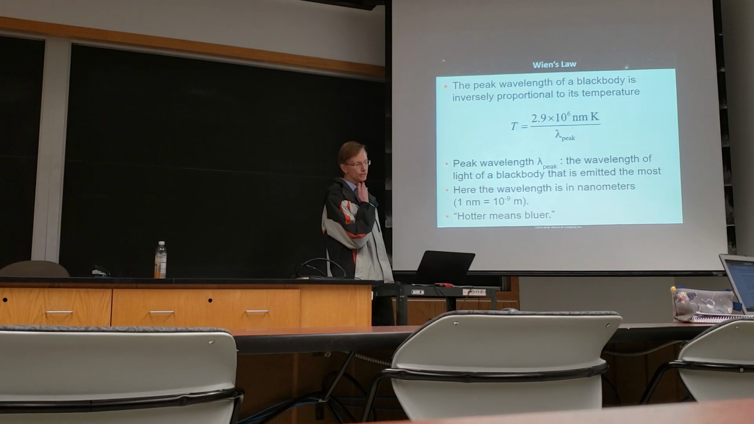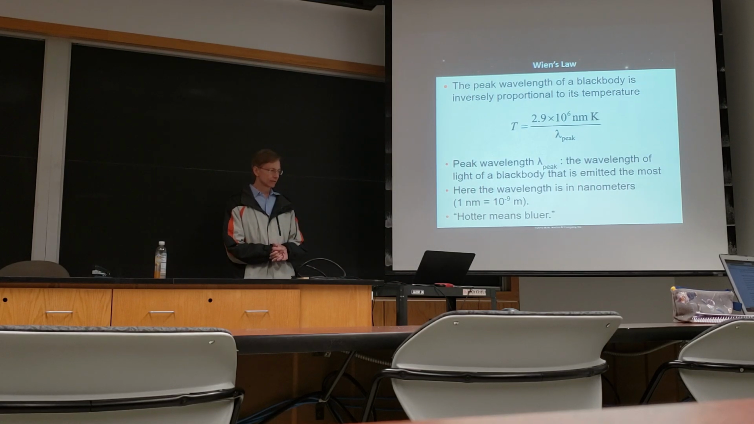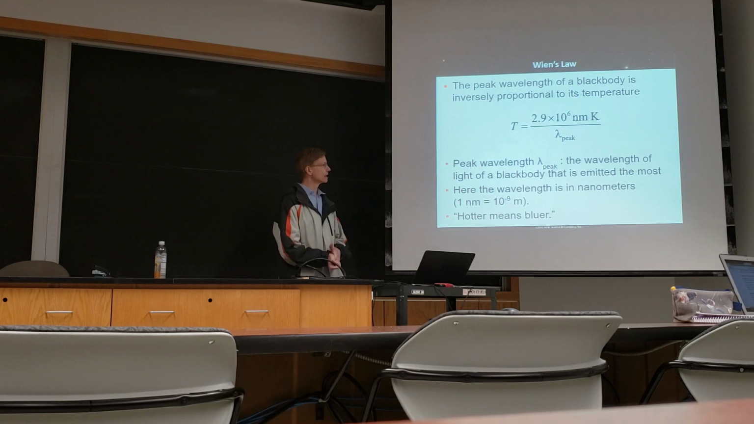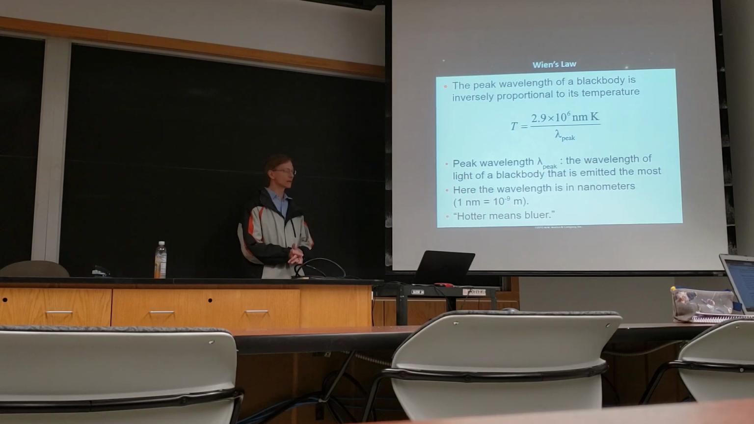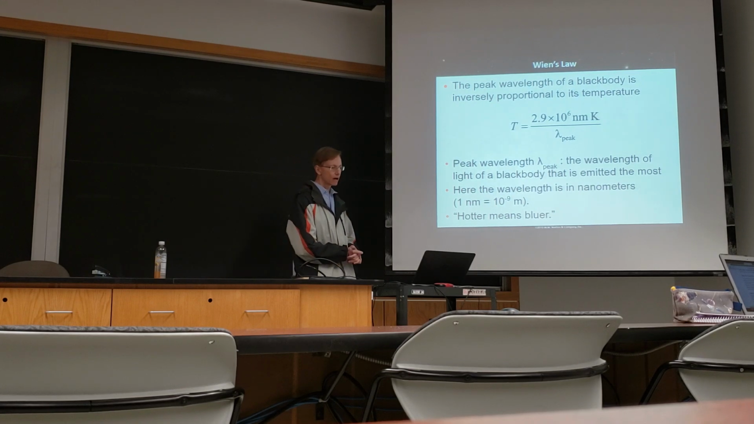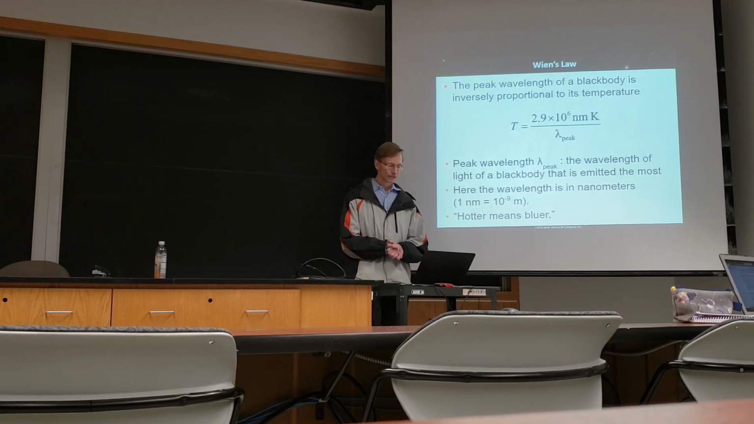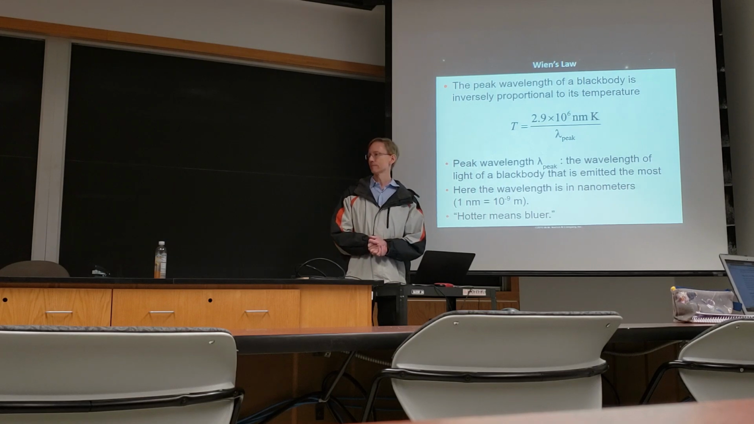And Wien's law is the one that says that the temperature and the peak wavelength are related via the temperature is 2.9 times 10 to the 6 nanometer Kelvin over the peak wavelength. You could rearrange it to say the peak wavelength is 2.9 times 10 to the 6 nanometer Kelvin over the temperature. This is the one that says hotter means bluer. The hotter it is, the shorter the wavelength of peak emission. And so hotter stars being bluer stars is a reflection of Wien's law. So that's that fundamental radiation law stuff that we did early on.